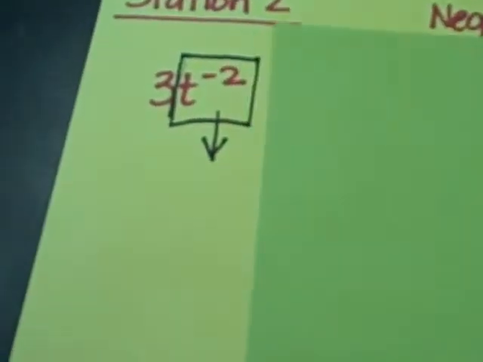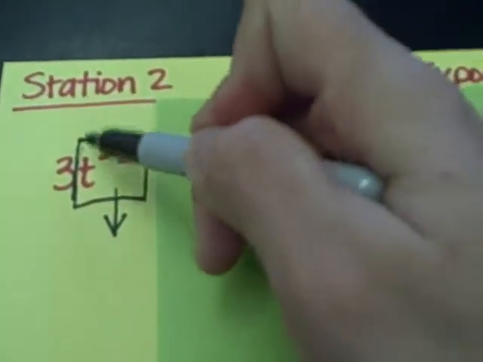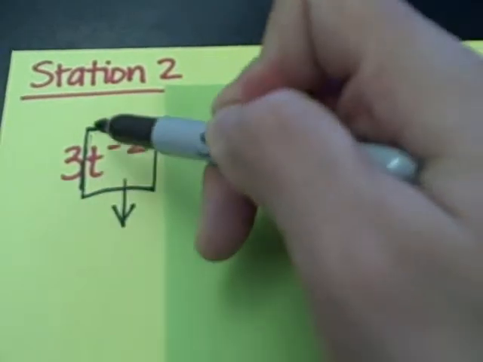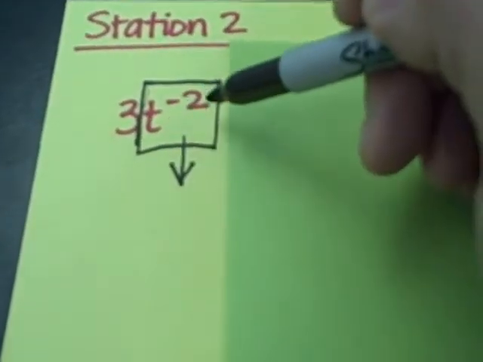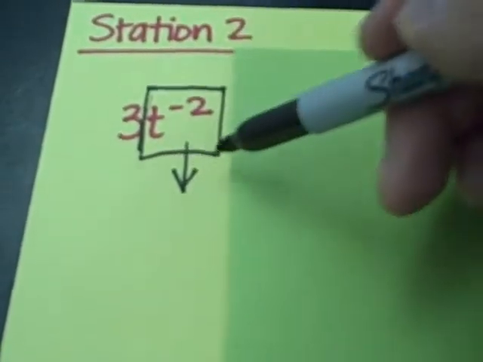So station number 2 is about negative exponents. Here's the first example. We have 3t to the negative 2. What I'm going to tell you to do, like I've done already, is put a box around anything that has a negative exponent. So t to the negative 2 has a negative exponent, so we're going to put a box around it.